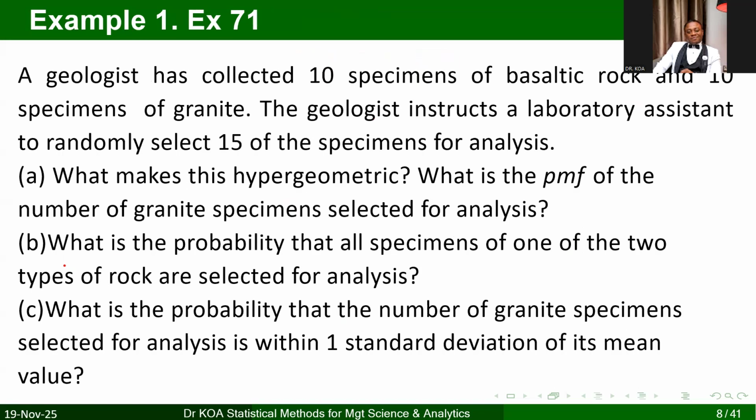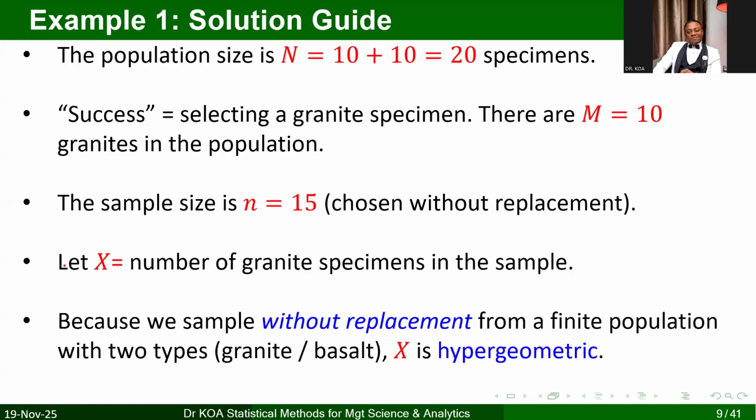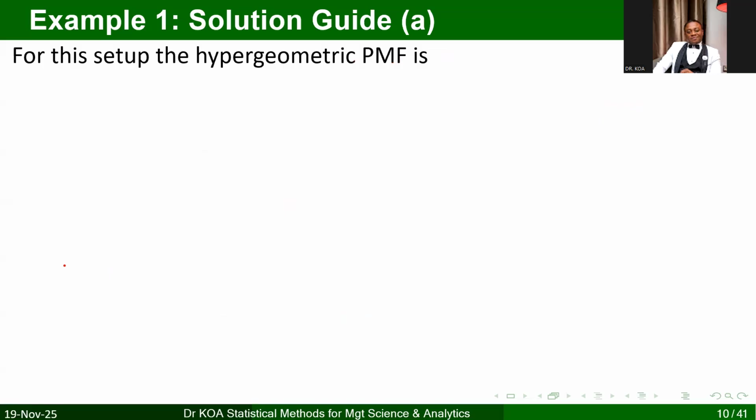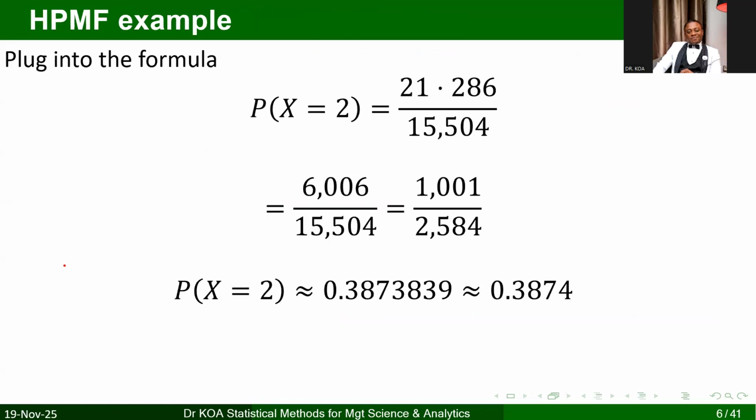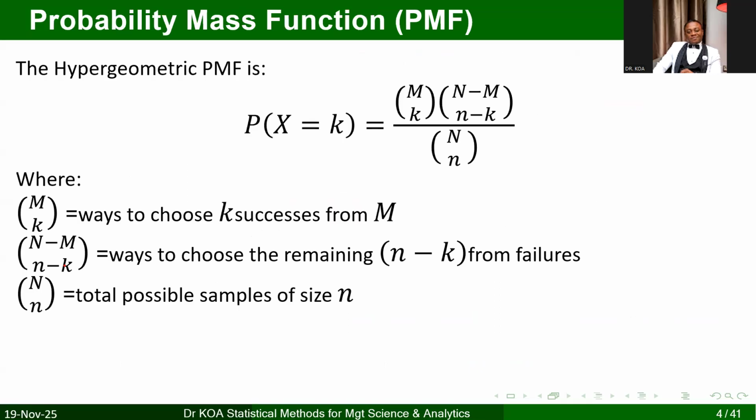So now we come to: what is the probability mass function of the number of granite specimens selected? Now, we are looking for the probability mass function. Let's just recap some things. We know the hypergeometric probability function, you remember that one? And in this question, what is our M? Let me show you here. M is 10. Okay, so this is a hypergeometric probability mass function.